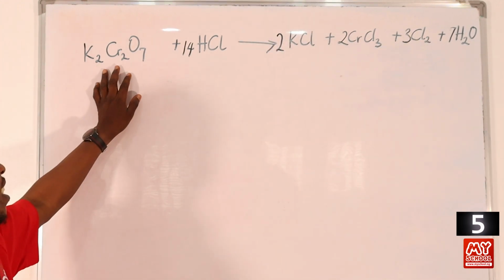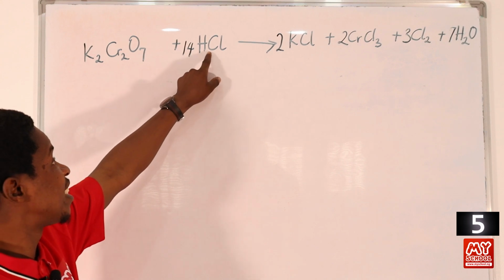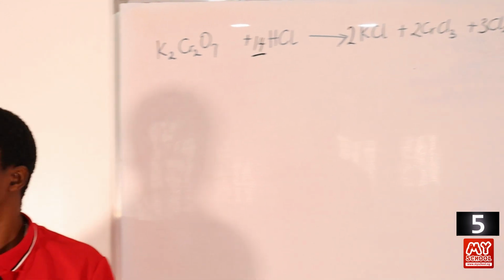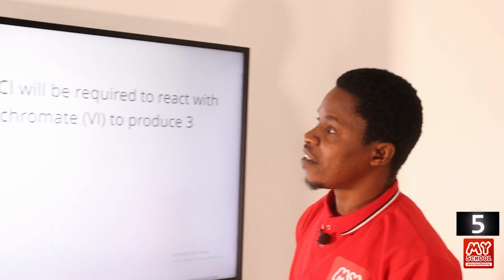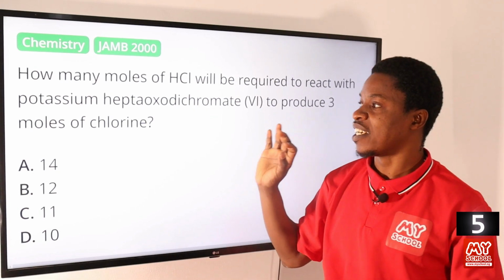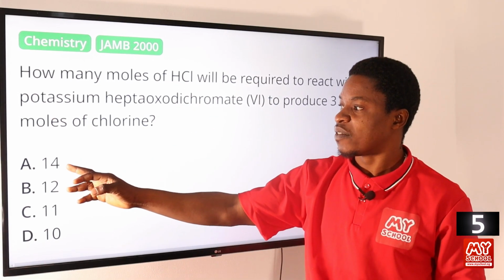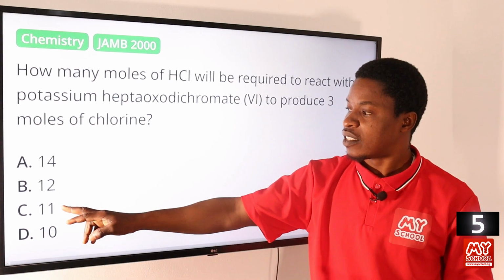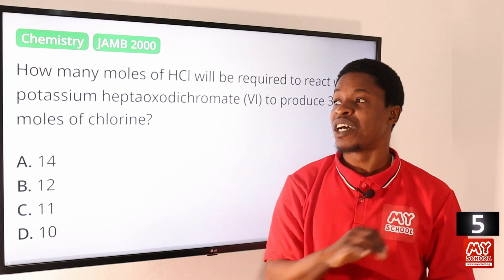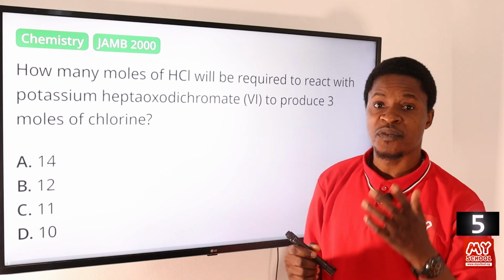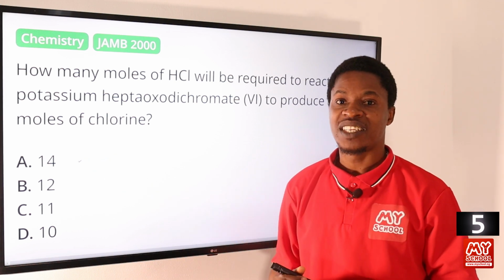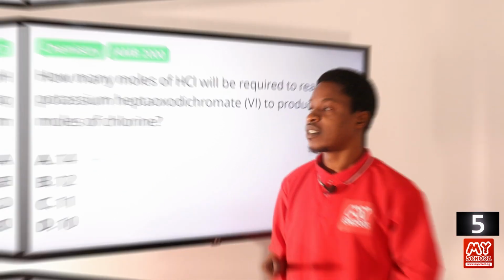Which means that we have 14 moles of HCl here to react to give that. So let's go back to the screen and see the options we have there. How many moles of HCl? So our concern is with HCl. Option A is 14, option B is 12, C is 11, option D is 10. From what we just saw, you discover that HCl actually has 14 moles. So the correct answer is option A, 14 moles.